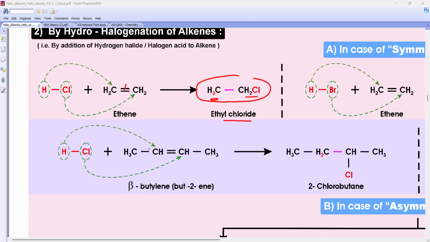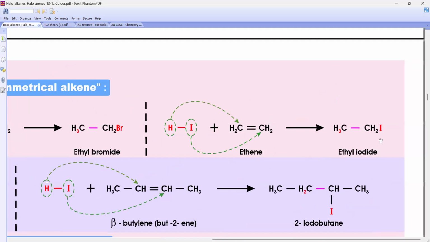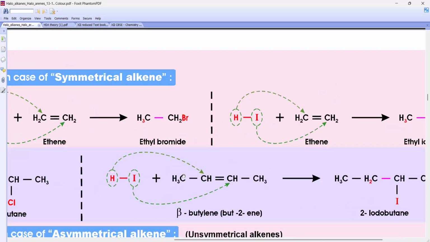If I take HBr and ethene, again I'll get ethyl bromide. If I take HI and ethene, then what will I get, beta? Ethyl iodide. No rule, direct addition.